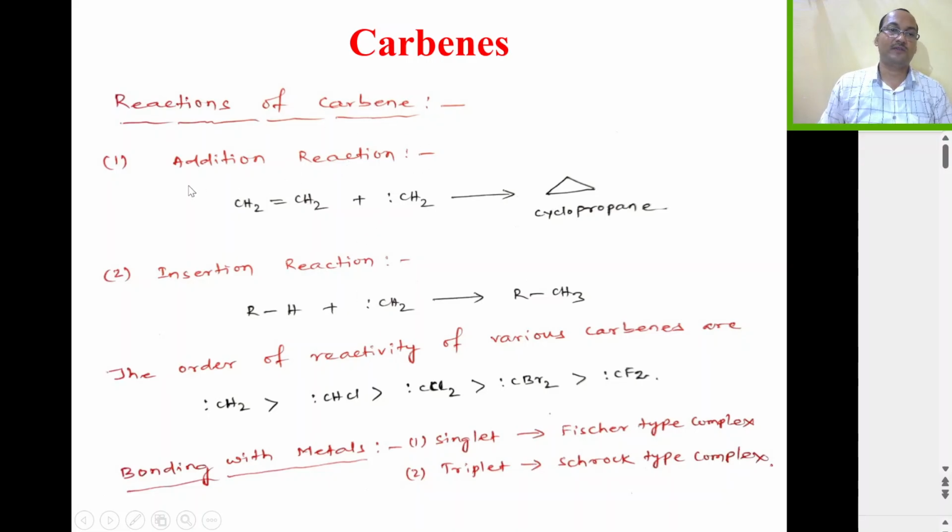Then reactions of carbene. First is addition reaction. This carbene is added to the double bonds, giving rise to a cyclic derivative, cyclopropane. Then it can undergo insertion reaction, RH plus carbene CH2 with 2 electrons, so it gives alkanes RCH3. And the order of reactivity of various carbenes is CH2 greater than CHCl greater than CCl2 greater than CBr2 greater than CF2. And if we talk about the bonding with metals, singlet gives Fischer type complex with metal, and the triplet carbene gives Schrock type complex with the metal.